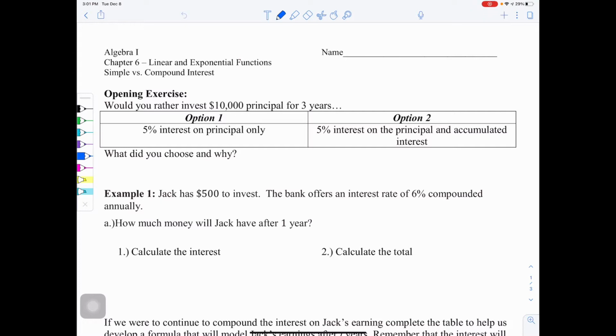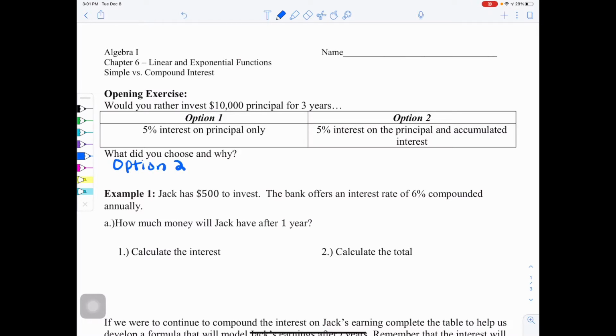Okay, would you rather invest $10,000 principal for 3 years in option 1, 5% interest on principal only, or option 2, 5% interest on the principal and accumulated interest? So which one would you want to choose if you're investing? Investing means you're putting money in and you're looking for your money to make more money. So you want to pick the option that's going to make you the most money. You should pick option 2.